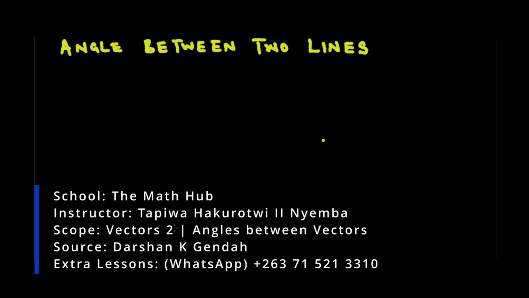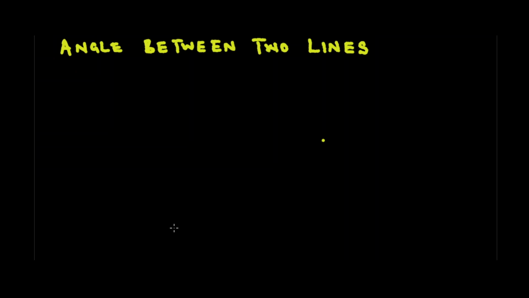In today's class, we look at the angle between two lines. So our first note is going to be: to find the angle between two lines, we have to find the angle between the direction vectors of those two lines.